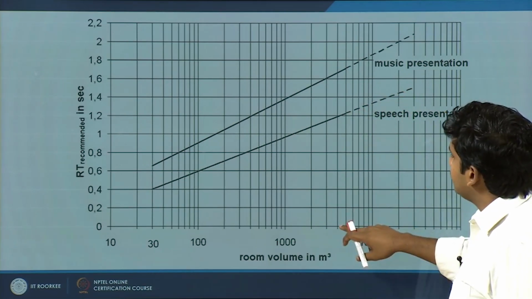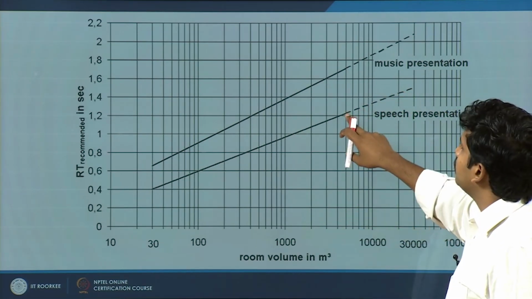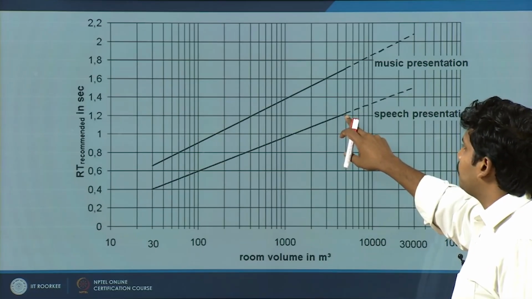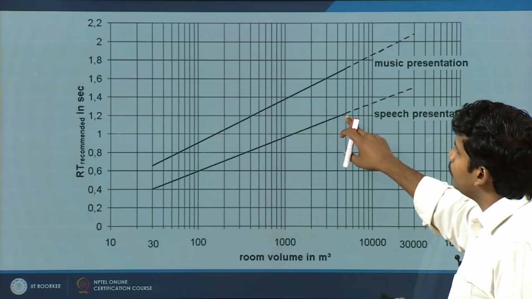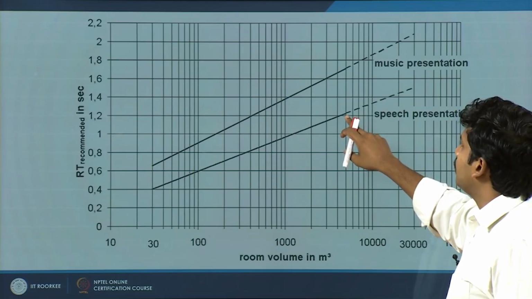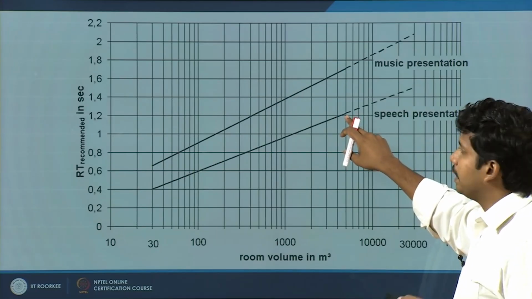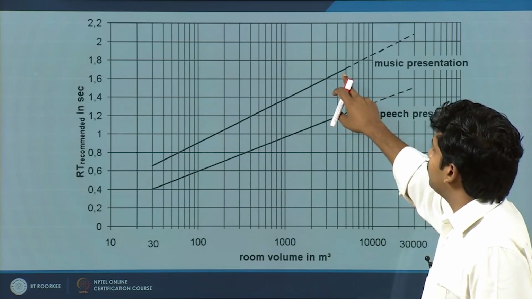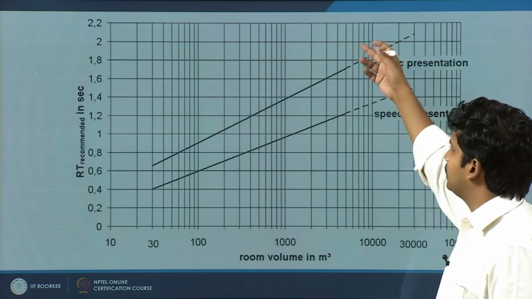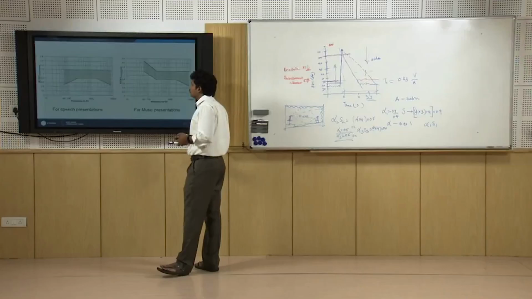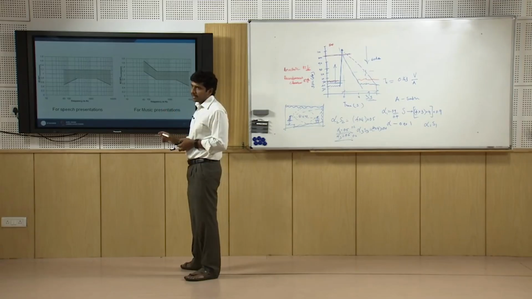If you take, say, around 5,000, you are permitted to go up to an RT of 1 or 1.2 seconds. If it is a music performance, you can go as high as 1.6 or higher. It depends on the room volume. It also depends on the frequency.